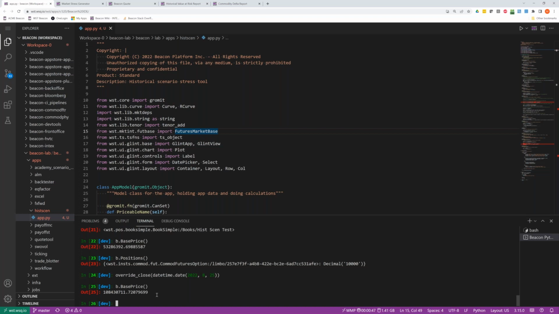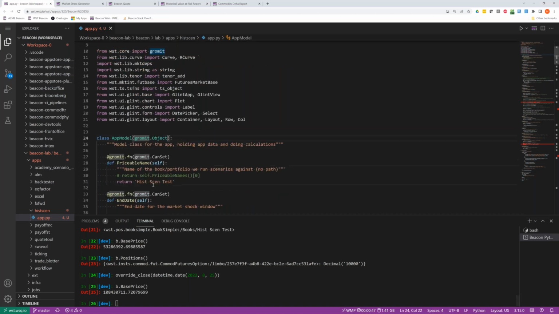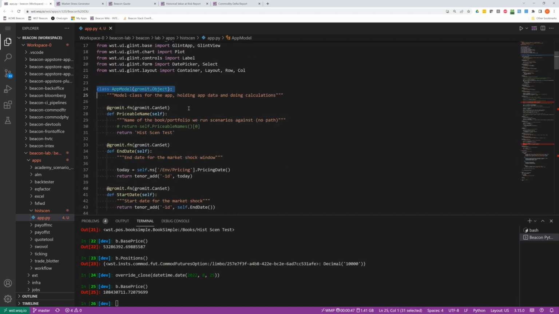All right, so let's look at building this application. We'll use Beacon's Glint UI framework for this, which follows the standard model view controller framework. So in that, you've got a model object that holds all the application data and does calculations. The view is like the user interface front end, so what it looks like, and then a controller is something that links the two together. So the first thing we're going to do is build a model class.